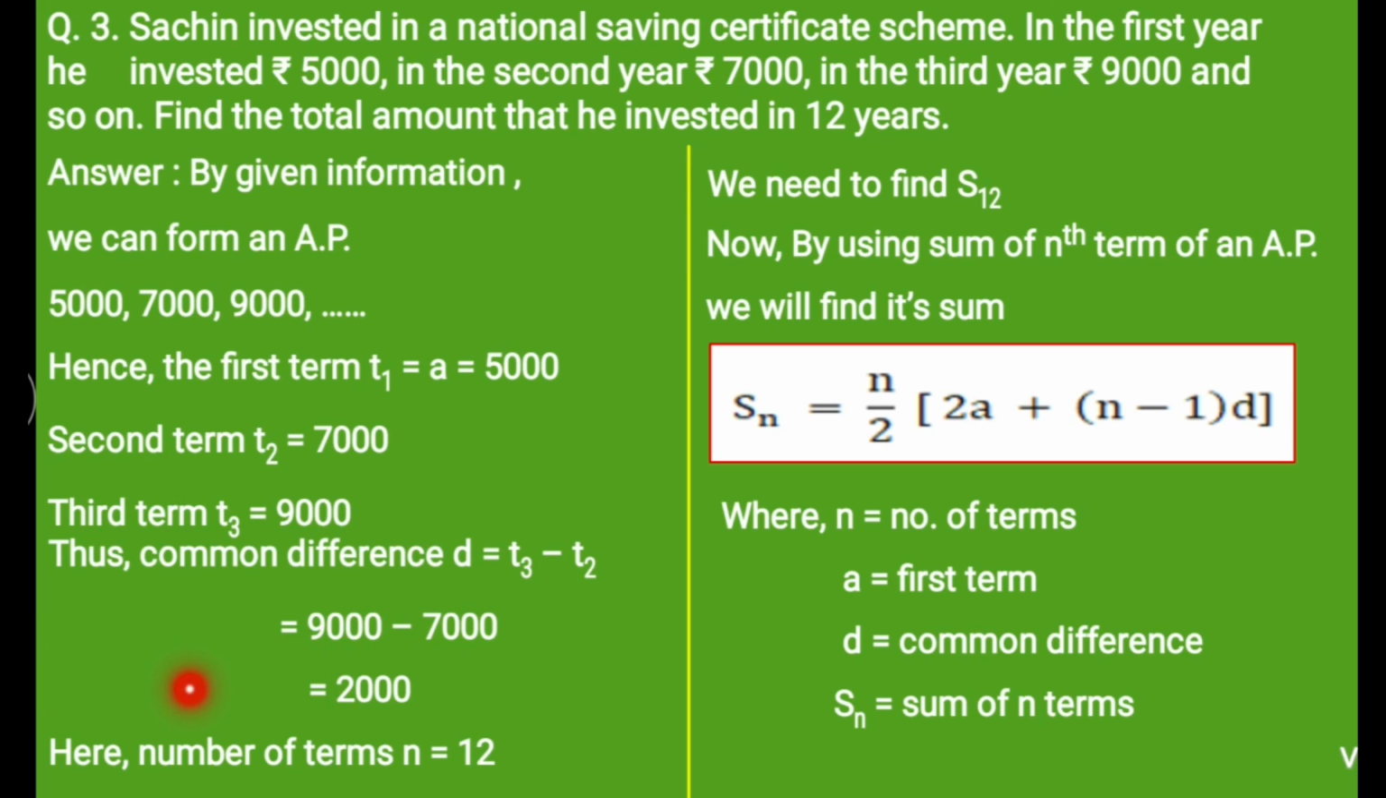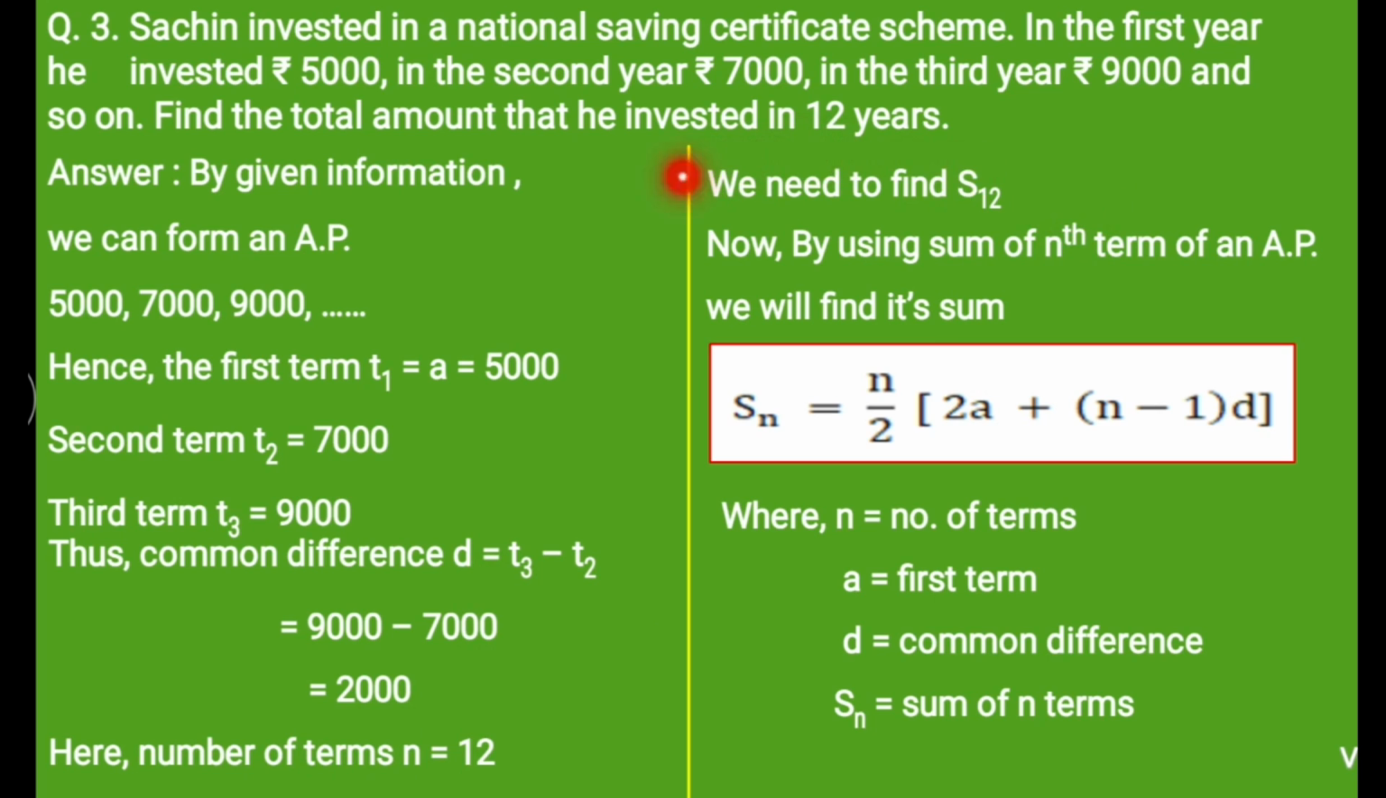So we calculate the common difference. Thus common difference D equals T3 minus T2. So here T3 is 9,000, T2 is 7,000. So we get the common difference 2,000. In place of T3 minus T2 you can take T2 minus T1. So you get 7,000 minus 5,000 as 2,000. So we get common difference D equals 2,000.